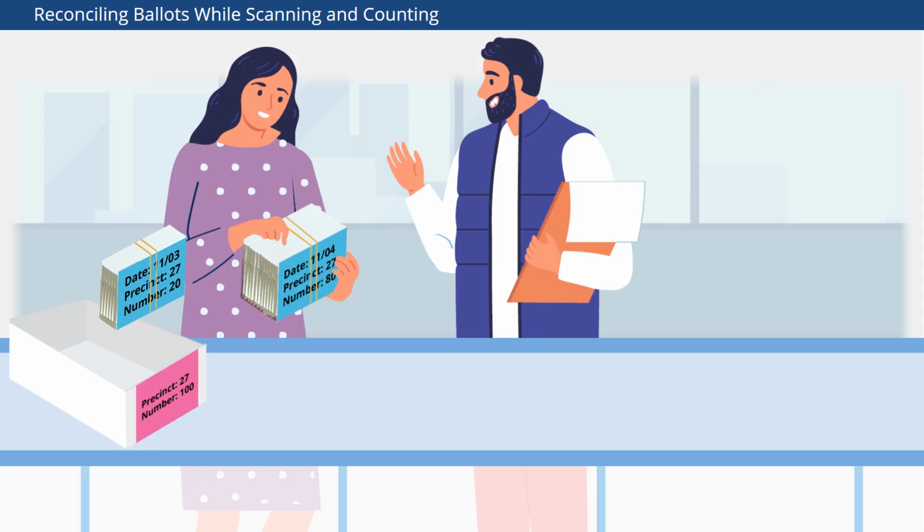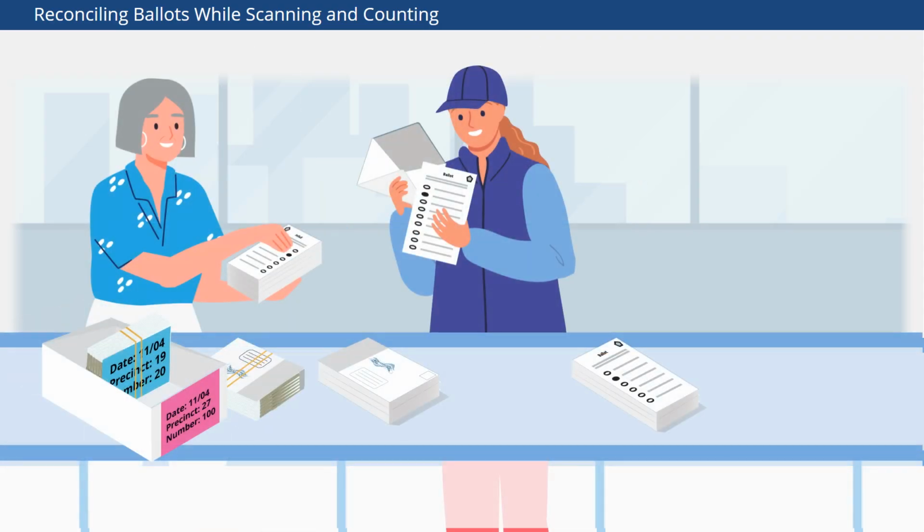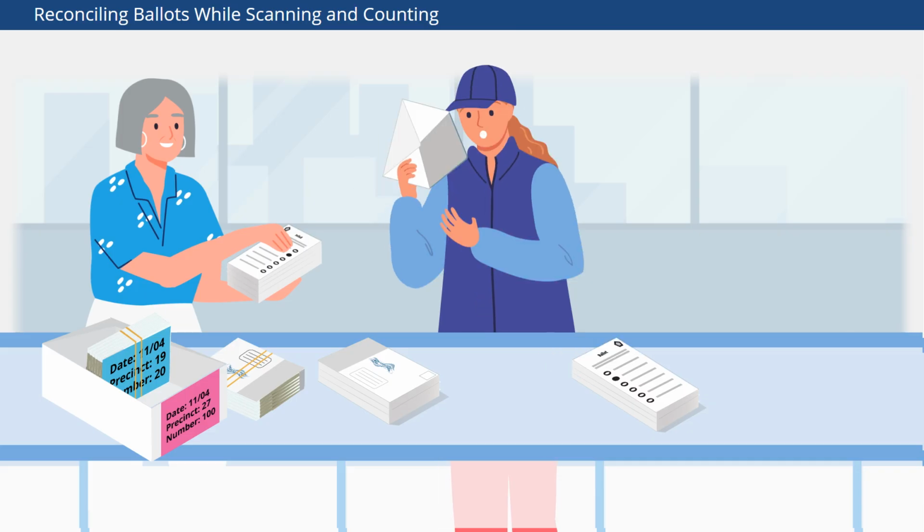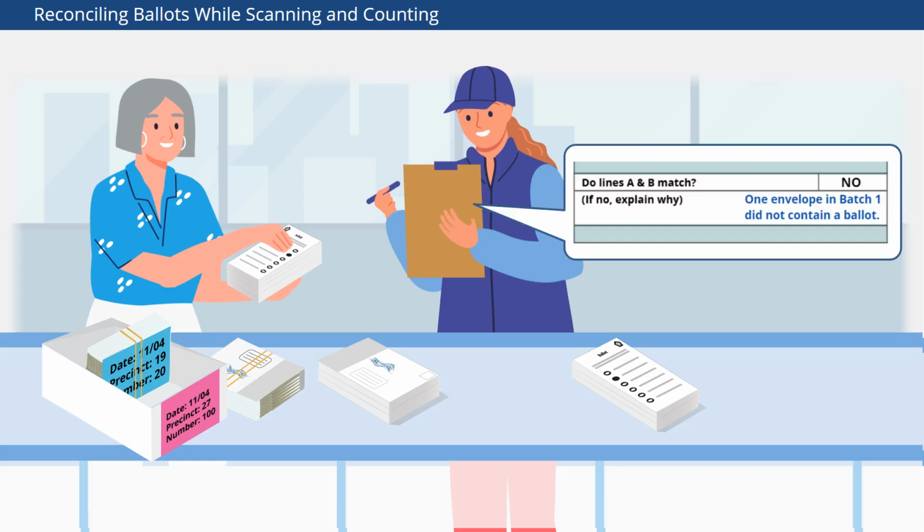For each batch of ballots, election workers start by confirming that all the envelopes that were previously accepted during processing are included. Next, ballots are separated from their return envelopes. Any problems are documented immediately, for example, if a ballot return envelope does not actually contain a ballot inside. This helps explain why there may be more ballot return envelopes than there are ballots scanned.